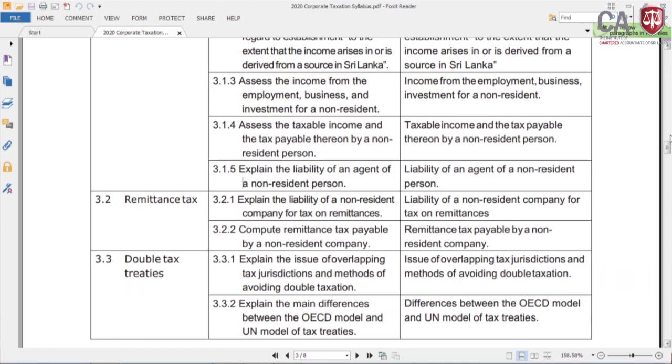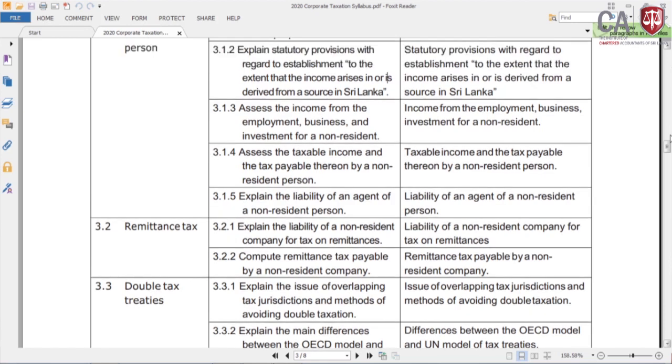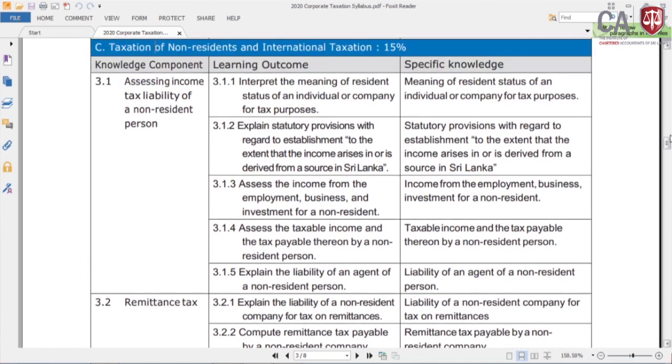Double taxation treaties. What is our topic? Our topic is under the 15% syllabus area, taxation of non-residents and international taxation. When it comes to international taxation, double taxation treaties are really important. Why? Because a double taxation treaty supersedes the Inland Revenue Act.